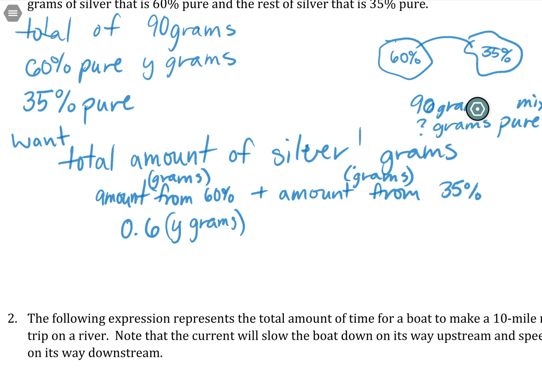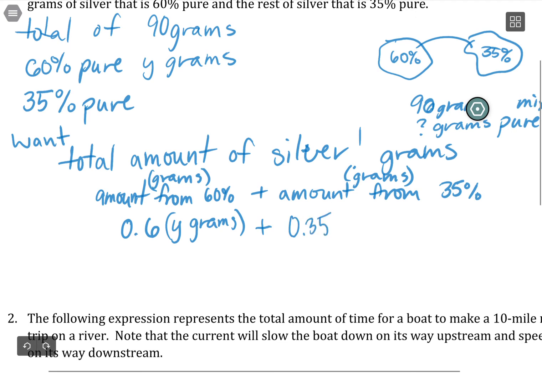Similarly, if I want to figure out how much pure silver I get from the one that's 35% pure, I need to take that 0.35. Oh my goodness, oh no, 0.35, okay, good. Scared myself for a minute that I was doing something really bad. 0.35 for 35%. My dog's attacking me again.